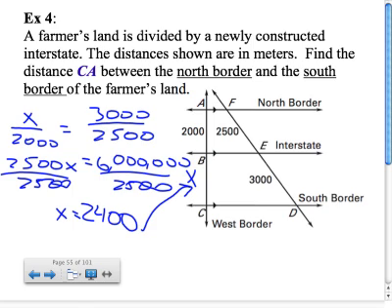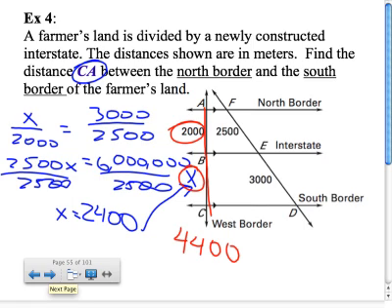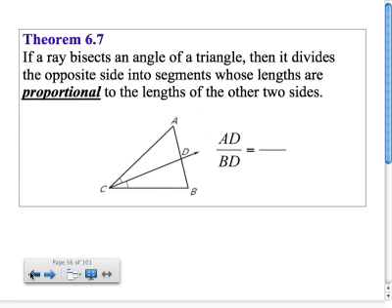The question is find CA. Okay, so if I want the full length of CA, I have 2,400. I have 2,000. 2,400 and 2,000 makes 4,400. And again, these are in meters. Okay, so that would answer our question. The full length is 4,400.